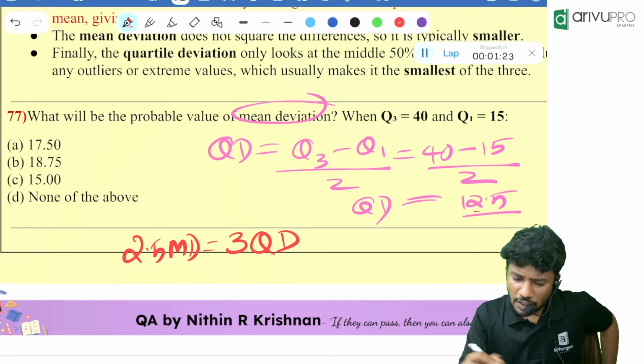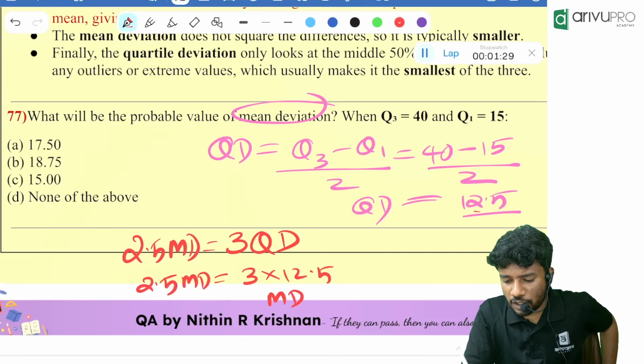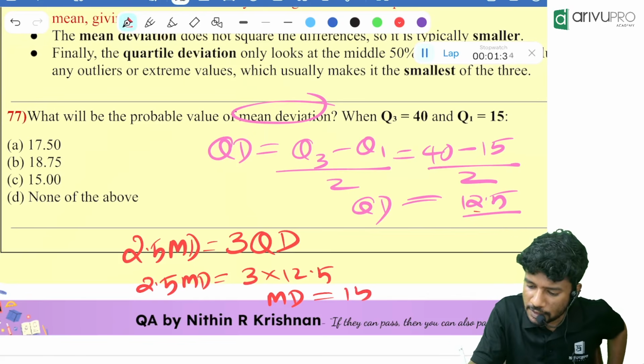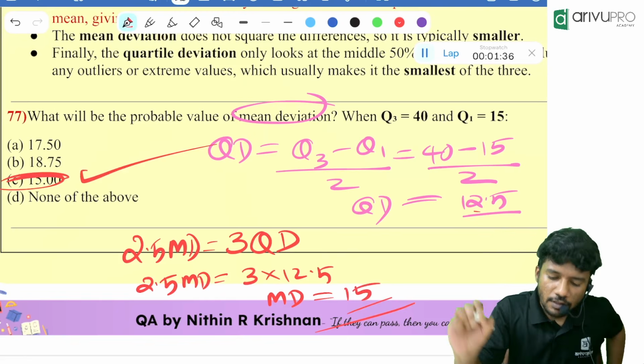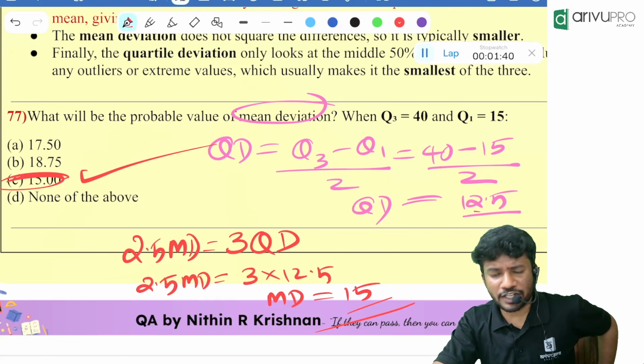Substitute the values. So 2.5 MD is equal to 3 into 12.5. From this, MD is equal to 3 into 12.5 divided by 2.5, which is equal to how much? Understood, people? Got the answer? Can I go for the next question? Is everyone ready?